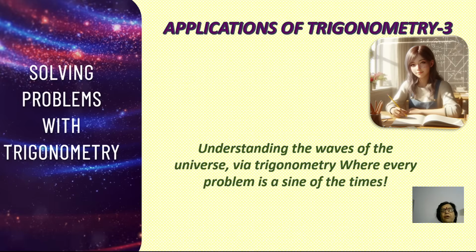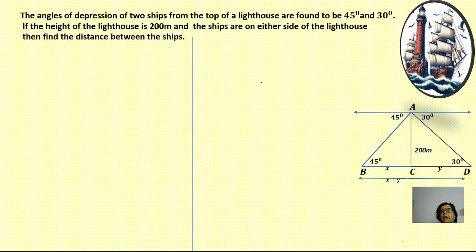So the first one over here is, of course, the angles of depression of two ships from the top of a lighthouse are found to be 45 degree and 30 degree. If the height of the lighthouse is 200 meter and the ships are on either side of the lighthouse, then find the distance between the ships. So here you can see this is a picture of this lighthouse, and there are two ships on either side of it. Obviously the closer one will make a greater angle and the further away will make a lesser angle.